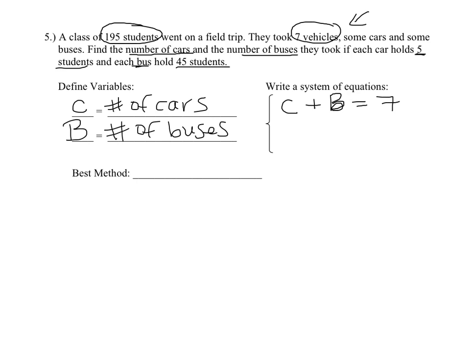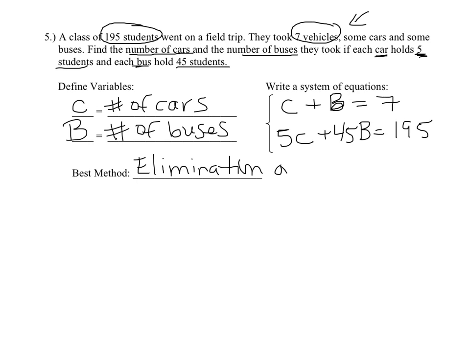All right. Now, 195 students is your other total. You know that you have to come up with something that equals 195 students. Well, each car holds 5 students. So you're going to take the cars and multiply that by 5. That tells you how many students you have in the cars. And then each bus holds 45 students. So you just add 45B right there to get it. Again, this problem is just like number 6. I would use, for the same reasons I stated before, elimination or substitution. Either one. Whichever one you like.